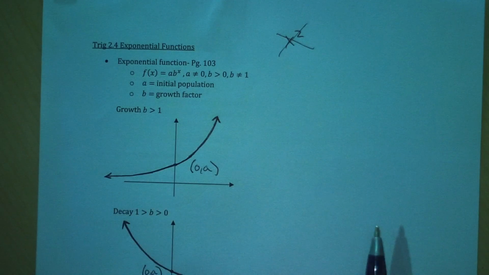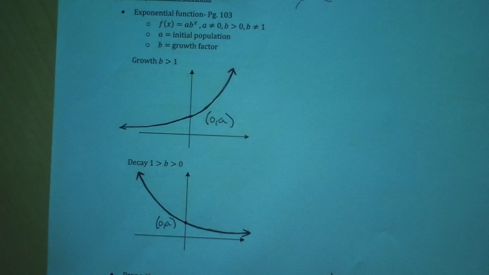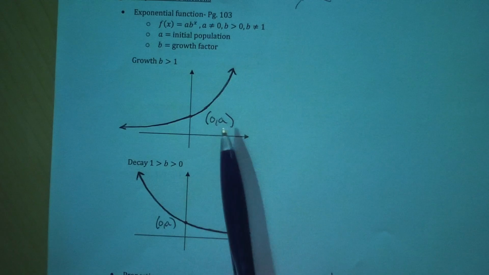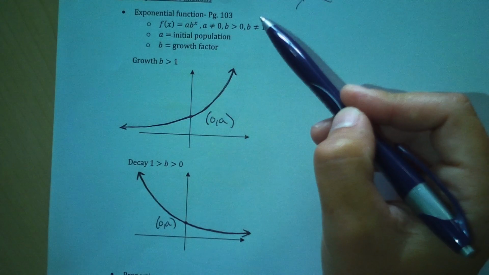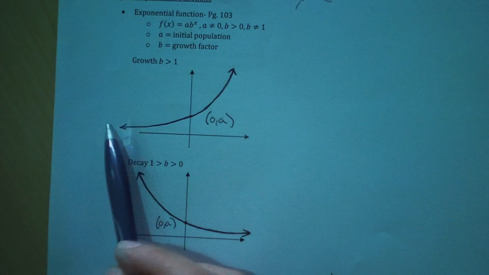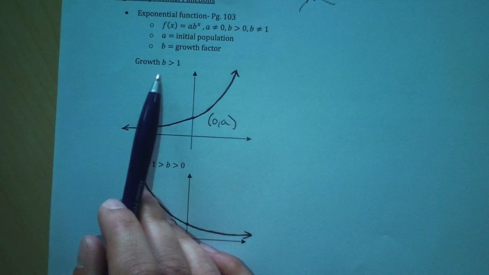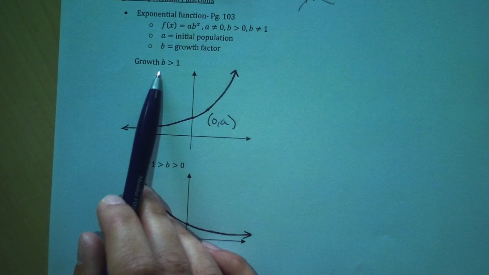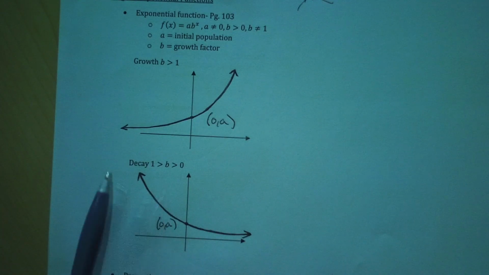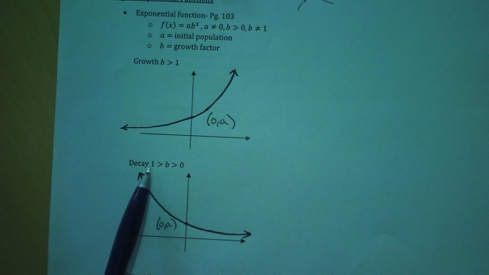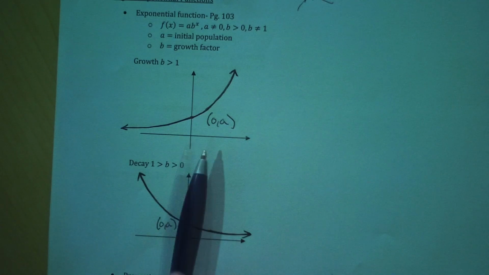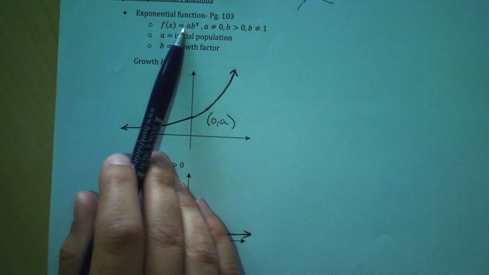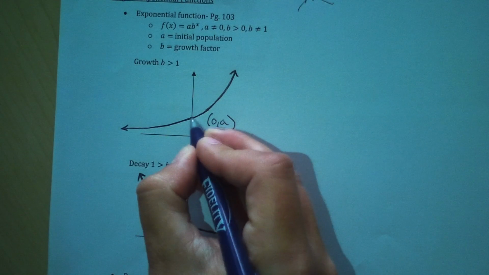The graphs in general look something like a ramp, where it's flat on one side and then increasing pretty quickly on the other side. If it's going to the right like this, that would be growth, where our b, or growth factor, is bigger than 1. Going the other way, where our growth factor is between 0 and 1, like a decimal number, it would be going the other way. To figure out the a value, if you don't know it, it's always the same as the y-intercept. Wherever it's crossing right there, that's always our a value.